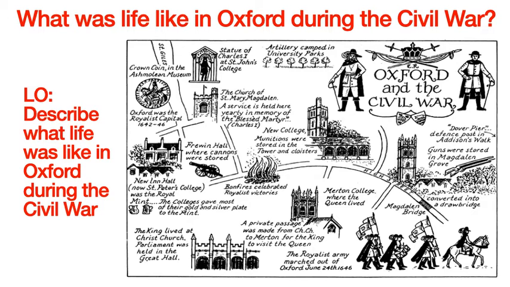Today's lesson is focusing on what life was like in Oxford during the English Civil War. It was a really important city because here is where the king set up his new capital and ran his war effort from. Today's lesson is based on a series of clips and artefacts from the Ashmolean Museum in Oxford. I'd really recommend having that up alongside today's YouTube lesson to watch alongside.